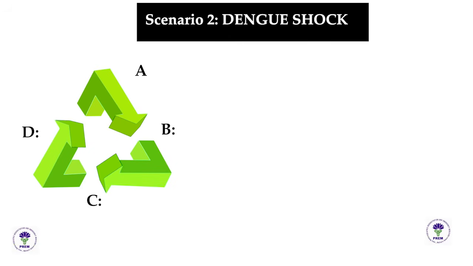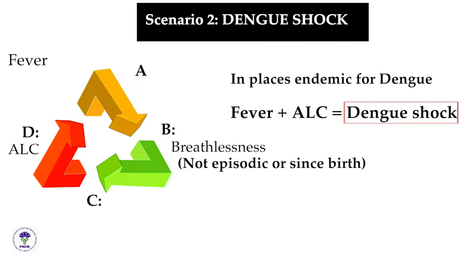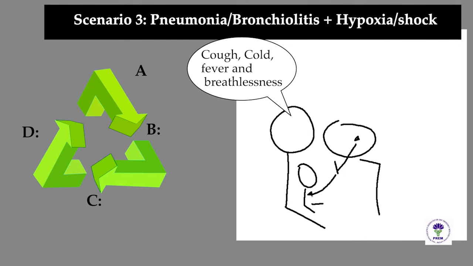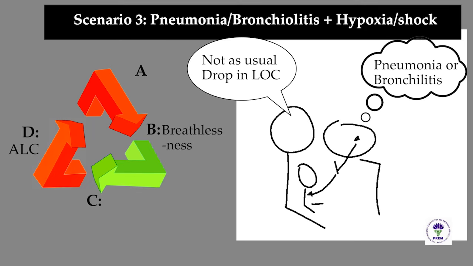Another example, in places endemic for dengue, fever plus altered level of consciousness is dengue shock. If mom reports breathlessness which is not episodic or since birth, consider the possibility of dengue shock with pulmonary capillary leak, pulmonary edema, or pleural effusion. A third example, mom reports cough, cold, fever, and breathlessness, which is first episode. It is possible that this could be pneumonia or bronchiolitis based on age. If in such a child, mom reports drop in the level of consciousness, that is ALC, probably the child is hypoxic or shocked.